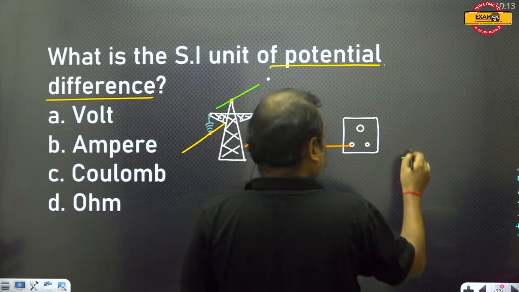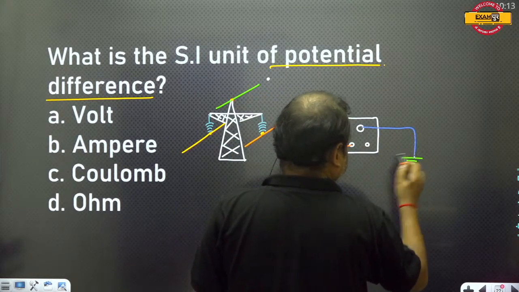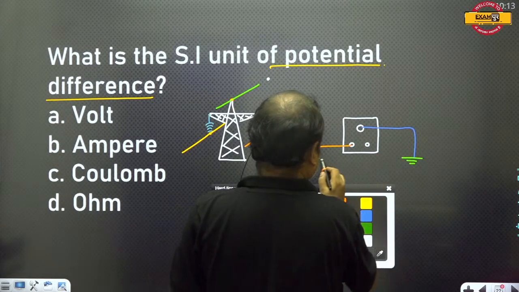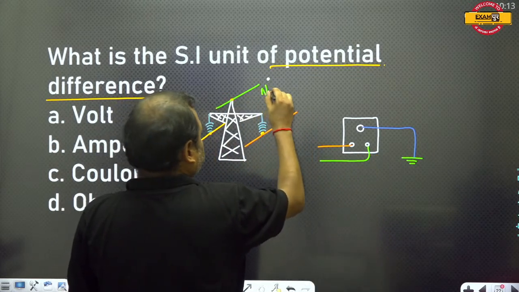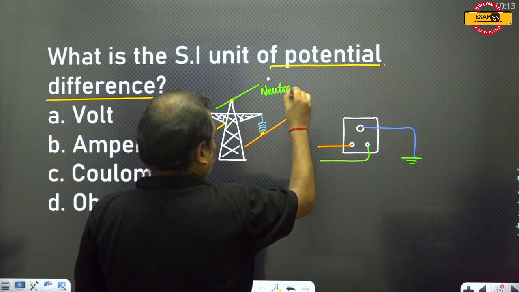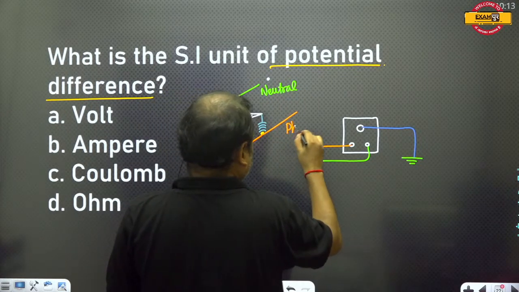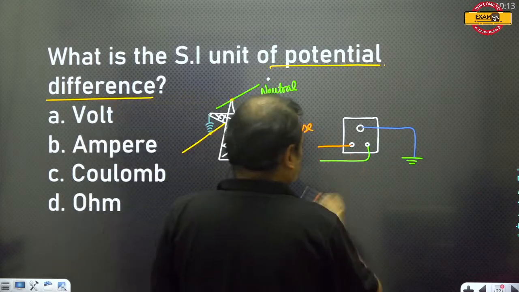Okay. Suppose that a ground wire is connected like this. This is a ground wire, and this one is the neutral wire like this. So this is neutral and this is the phase. This is used like this.